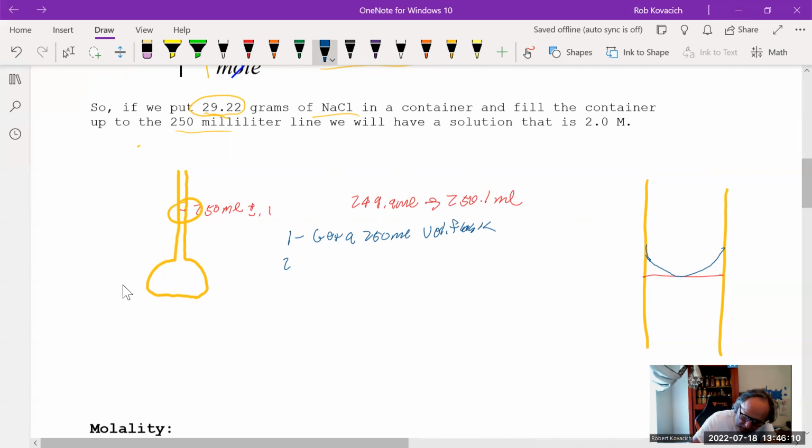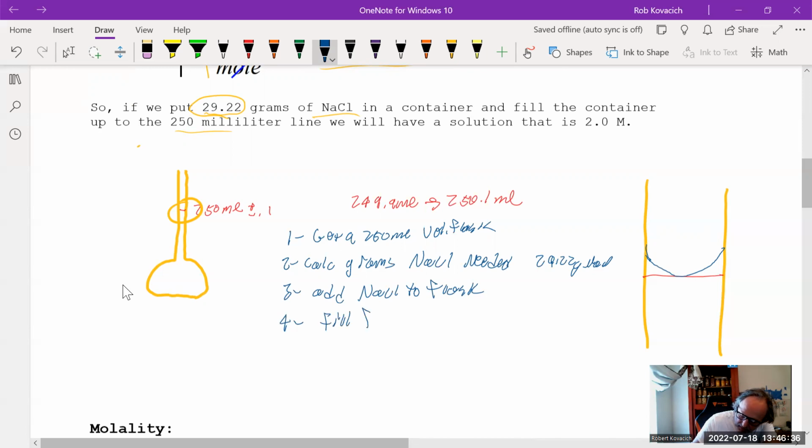All right, so then step two would be calculate grams NaCl needed. So we did that. We figured out that it was 29.22 grams of NaCl. And then the next step was add NaCl to flask. The next step is fill flask, I don't know, about 3/4 full of water.